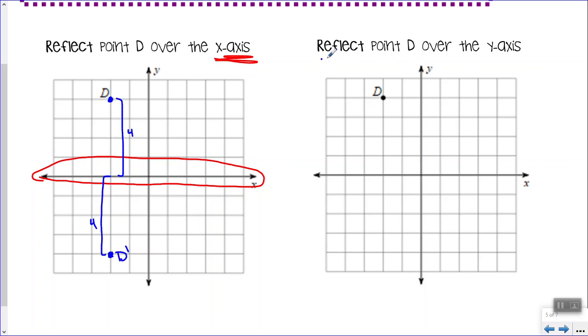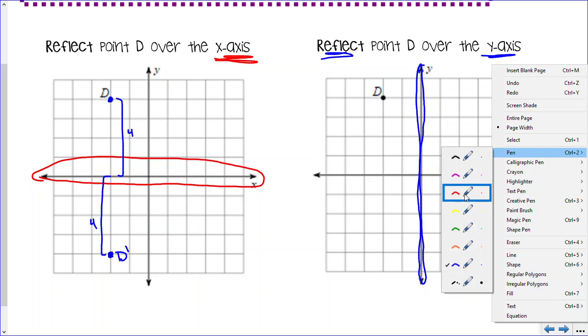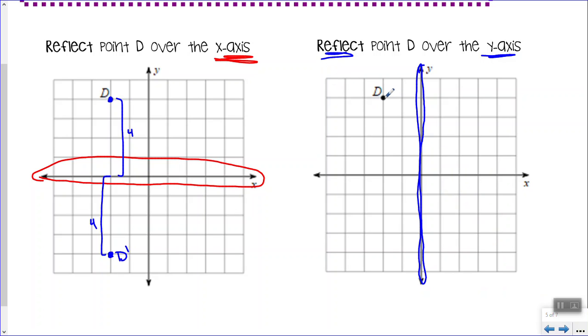Now we're going to do a reflection again over the y-axis. So I'm going to circle my y-axis here. And we're going to do the same thing. We're going to count how many units it is from our point to the axis. So we count 1, 2, which means that we're then going to go 2 units past the y-axis, 1, 2, and draw our new point there. So the distances are always the same, just on opposite sides of the axes.